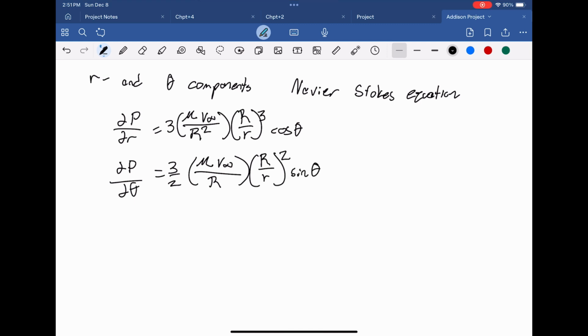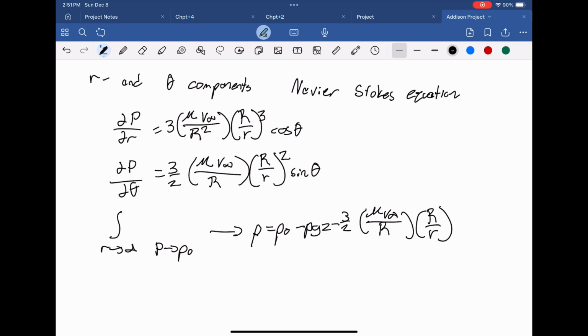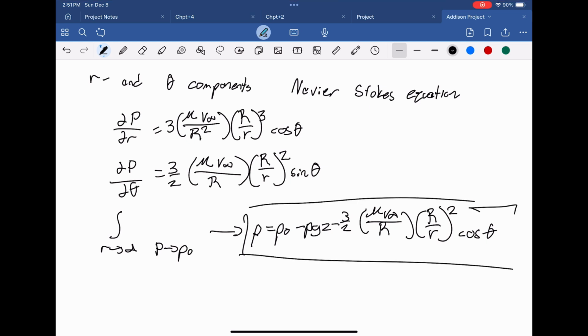These equations are going to be integrated on the boundary R to infinity, and the modified P is going to be going towards P0, or the initial P. So when this happens, we're going to be able to simplify this P equation into P naught minus rho g z minus 3/2 of mu V infinity over r times r over R squared cosine theta. And this is going to be our pressure equation.